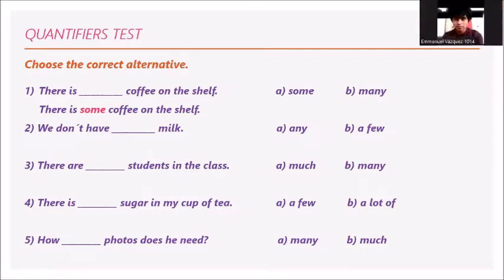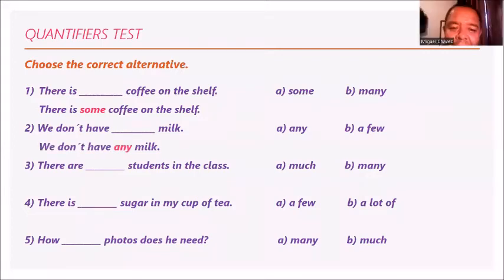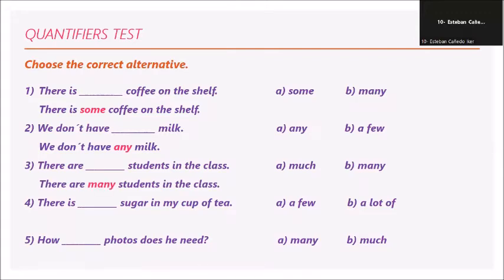Emmanuel, please. We don't have any milk. Yes. Thank you, Emmanuel. Number 3, another volunteer, please. There are many students in the class. Thanks, Esteban. Another volunteer for number 4, please.